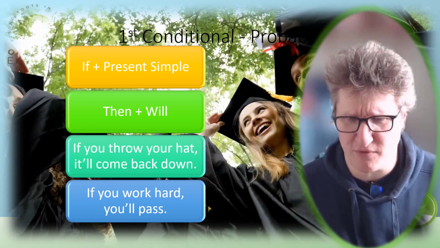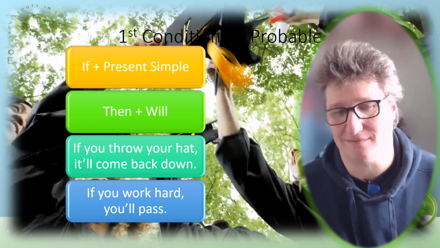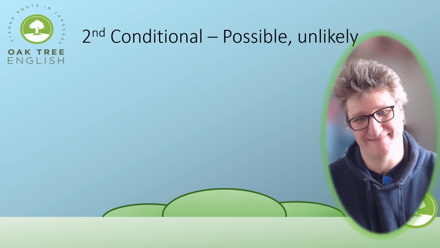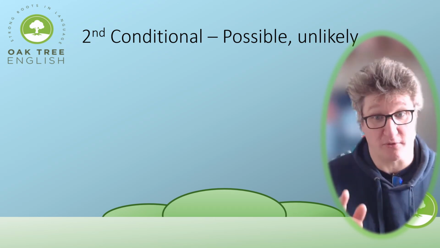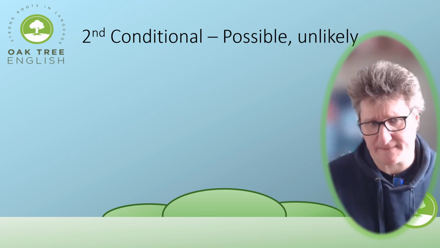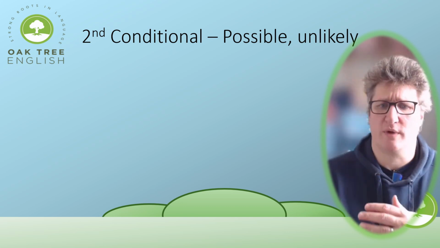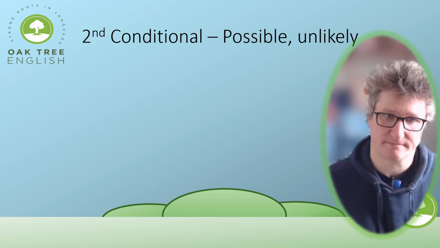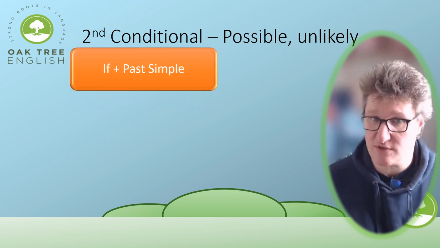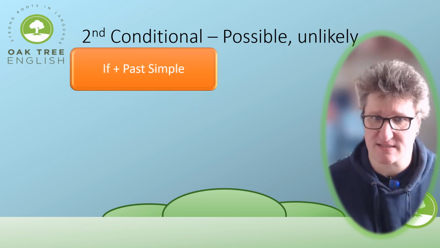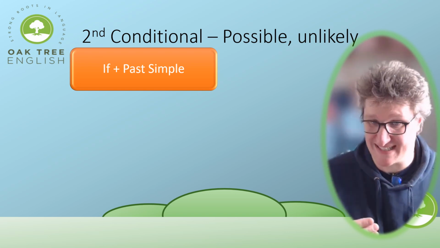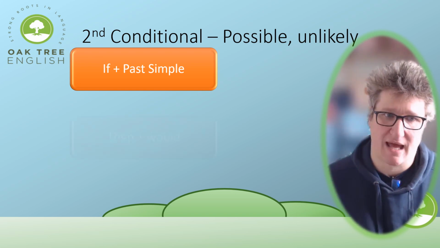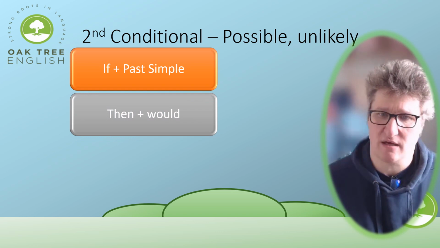You want to move on to the second conditional? Well, I'm there for you. The second conditional is for something that's possible but unlikely. So here we're going back in likelihood. And we do this with if plus the past simple. Notice we're going back in likelihood, we go back in a tense. And we also have then plus would.